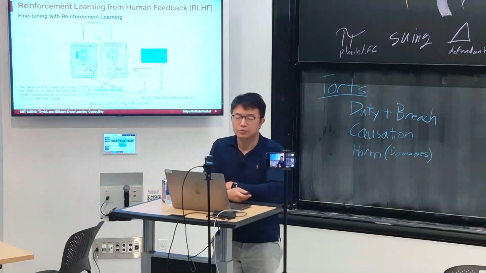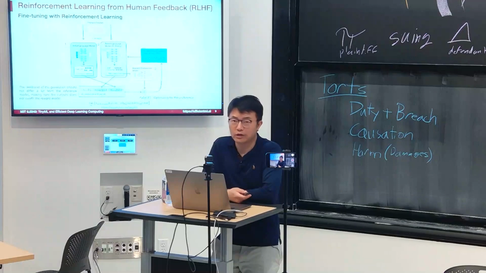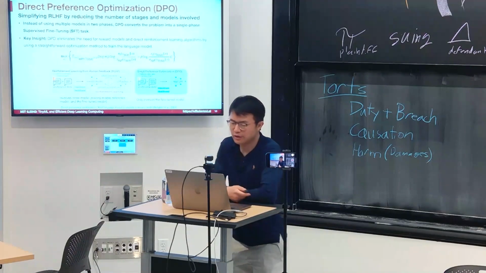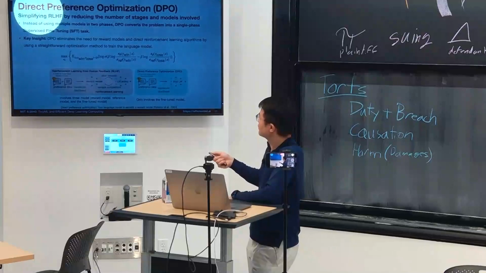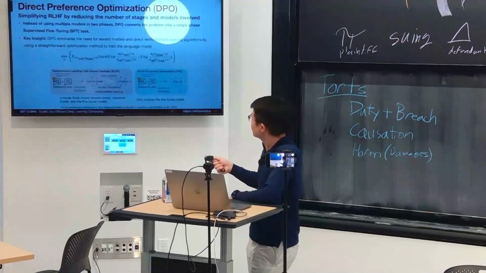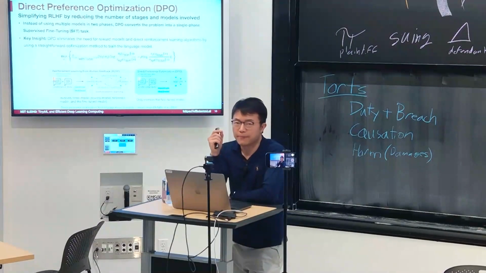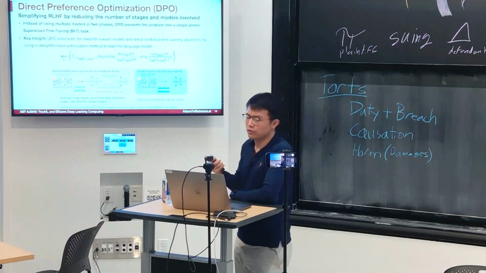And you can see this is pretty complicated, right? It requires 3 models and 2 loss terms. Can we do simpler? Okay, so that's DPO, the direct preference optimization method, which simplifies RLHF by reducing the number of stages and the models involved. Instead of using a reference model, a reward model, and the model under training with 2 phases.